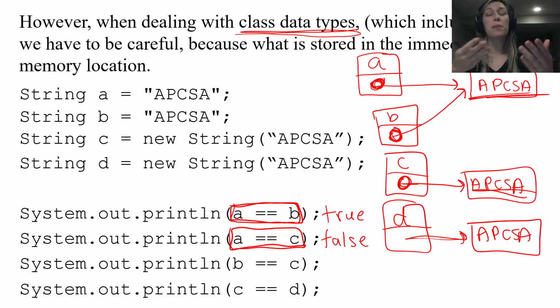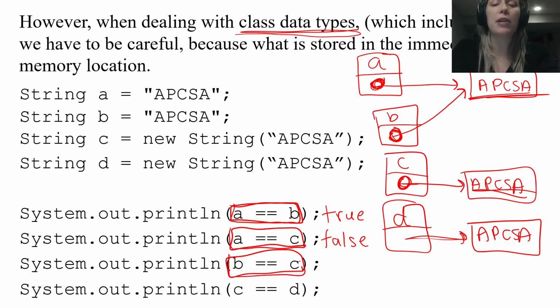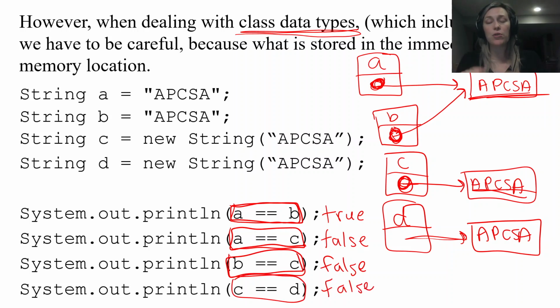Because usually when you're comparing strings, you want to see if it's the same word or the same sentence or the same character. You don't actually want to compare memory boxes, but that's what the equal to is going to do. If you compare B equal to C, that is also going to be false. Again, B and C have different memory locations. And same thing with C and D, because the equal to compares boxes.